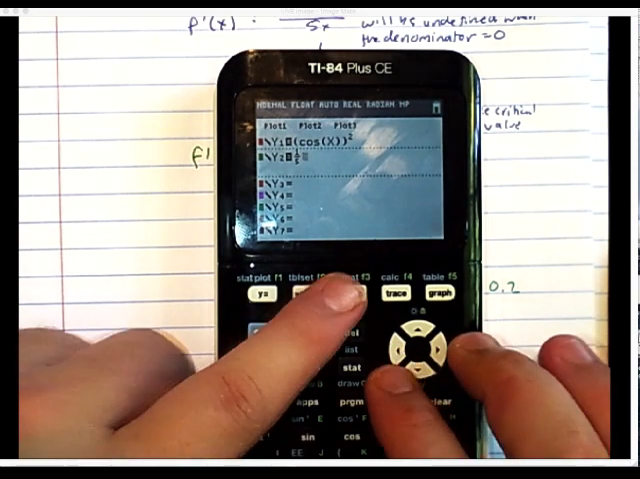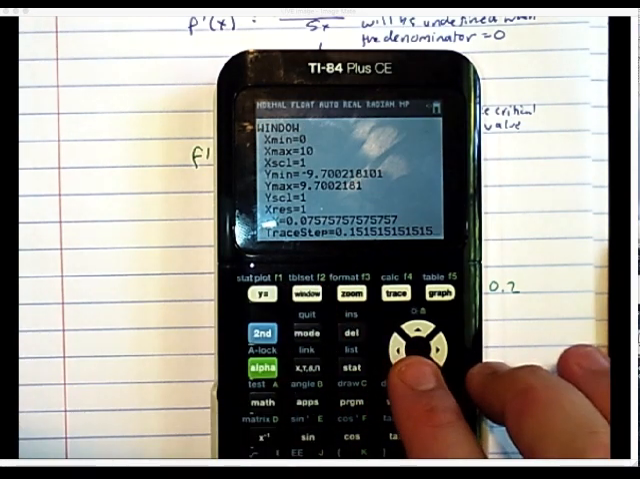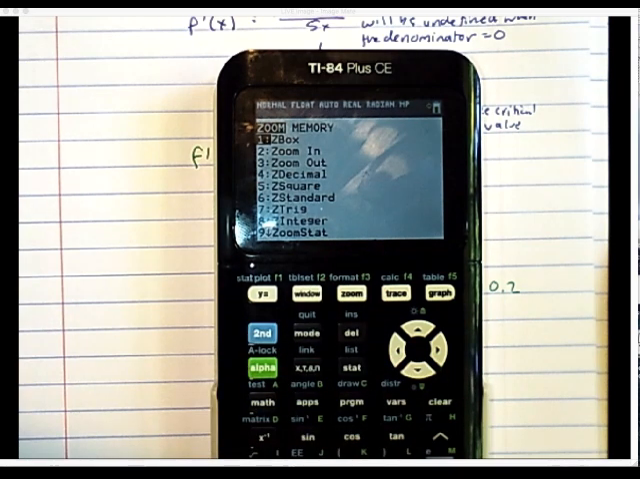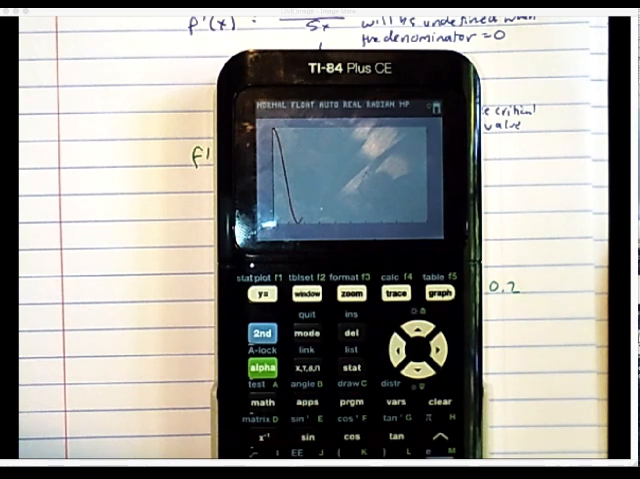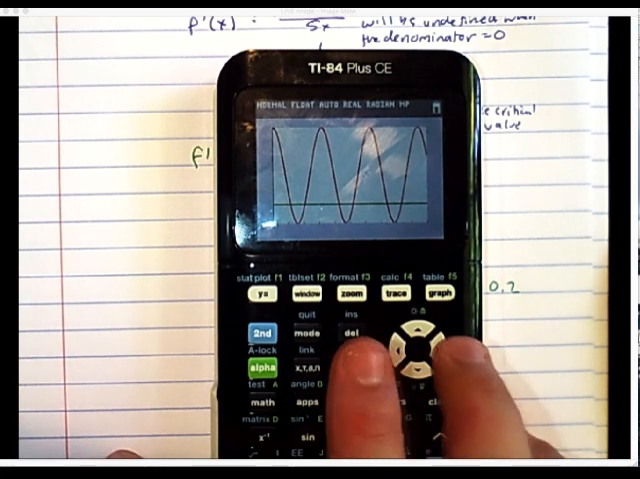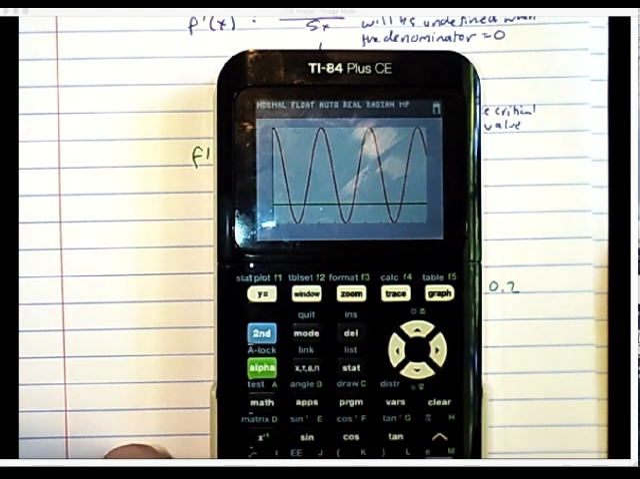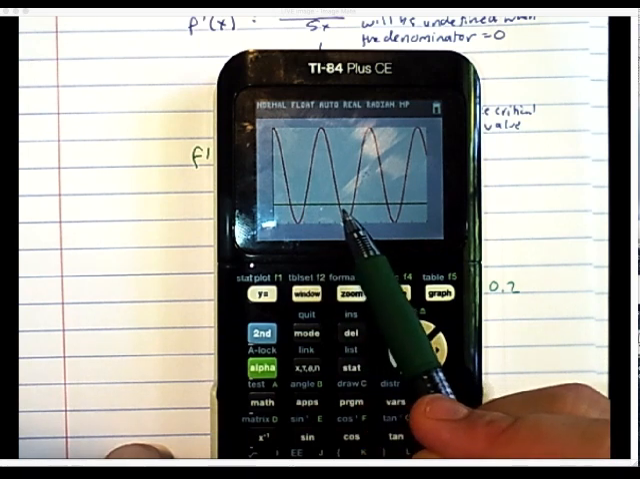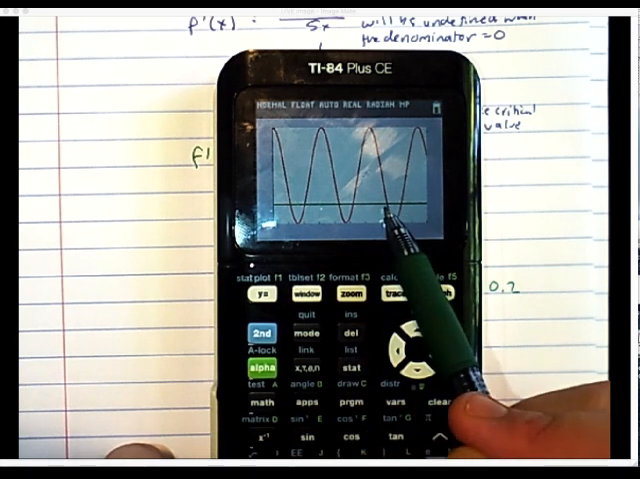Okay. So before I hit graph, I'm going to go to window, and I'm going to go 0 to 10, because those are the x values I care about. And I'll do a zoom fit. So there's the cosine squared curve, and here's the 1/5 curve. Okay, so where do they equal each other? Here it looks like these two come together at that point, that point, that point, that point, that point, and that point.